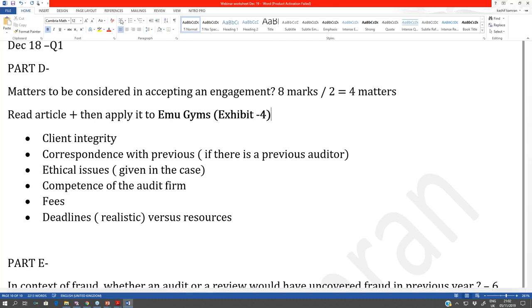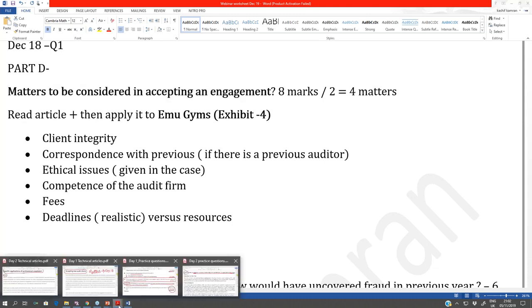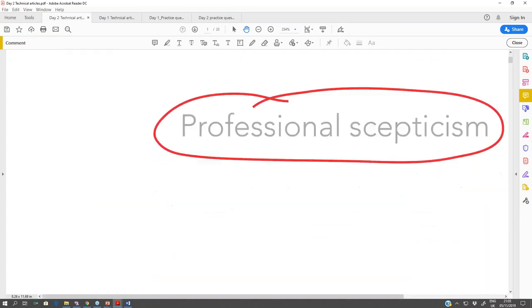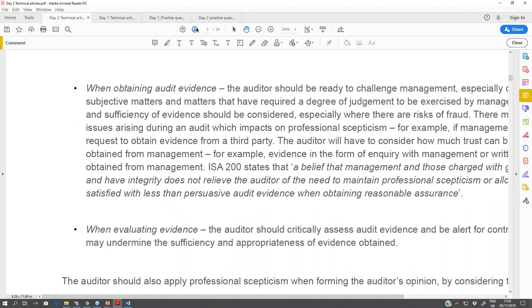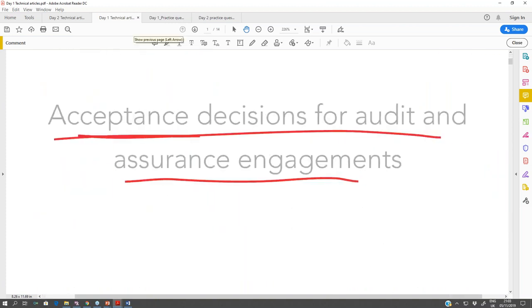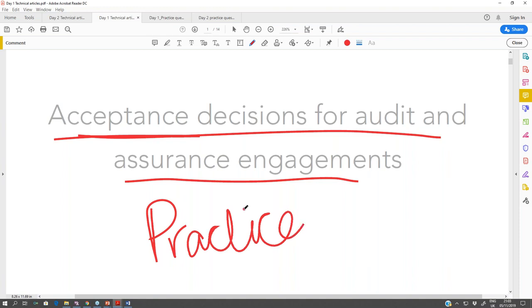So you need to read the exhibit 4, right, and see what you can do in terms of writing the methods to be considered in accepting engagement. And please remember, this is such an important area of your syllabus, methods to consider in accepting engagement. This is a syllabus area which I'm just highlighting here. Acceptance decision for audit and assurance engagement, which is known as practice management.